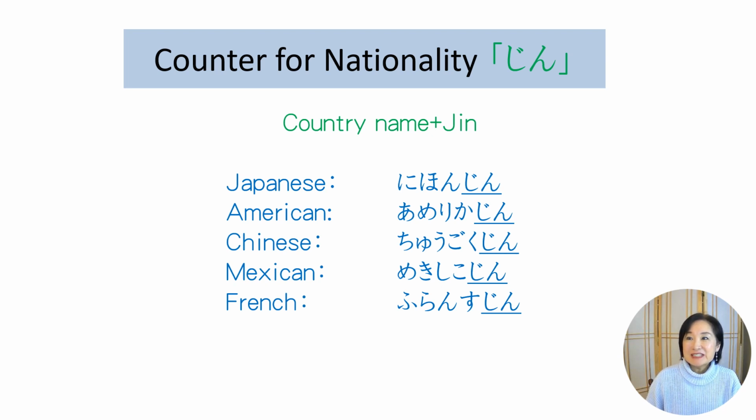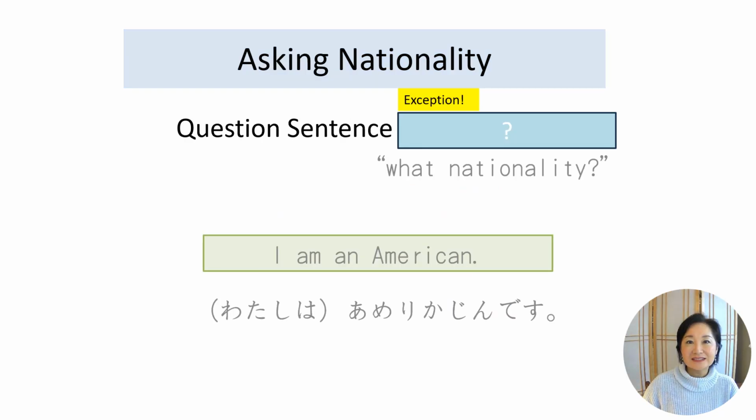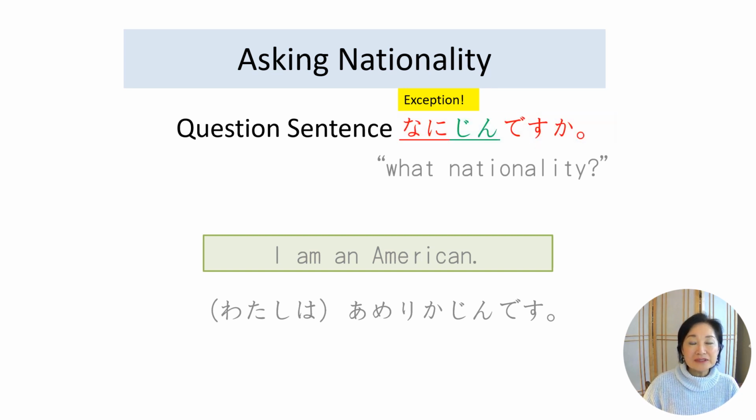Now, please ask me about my nationality. So, what is your question? This is the one that's exception. You have to use the pronunciation of Nani with this counter jin. So the correct question sentence is Nani jin desu ka? Nani jin desu ka? And if you're an American, you say アメリカ人です.